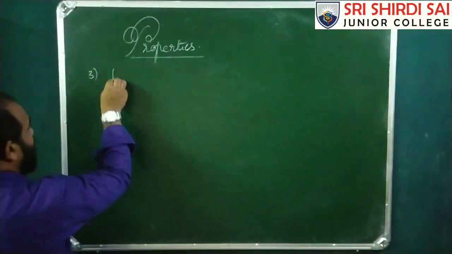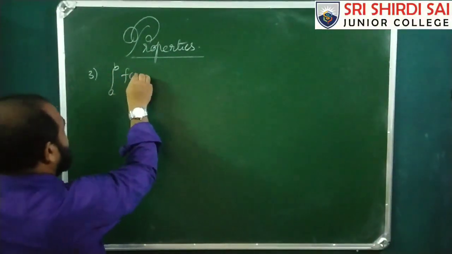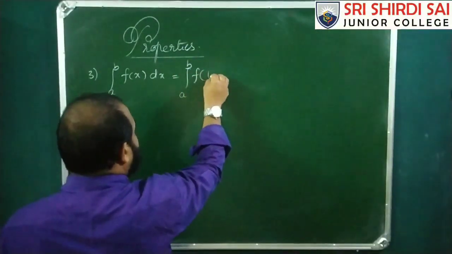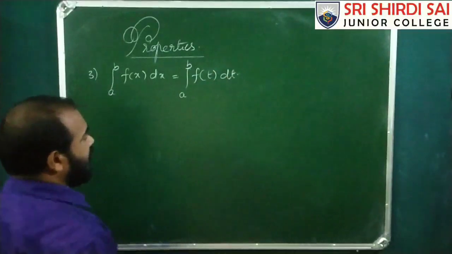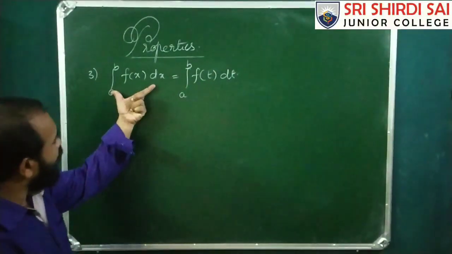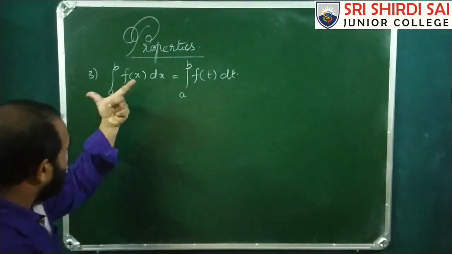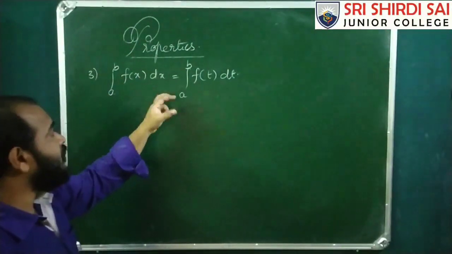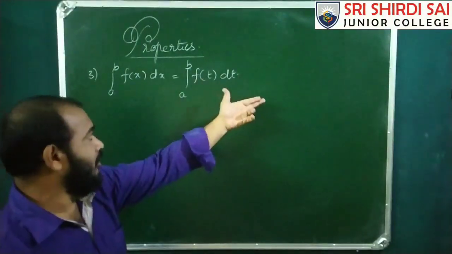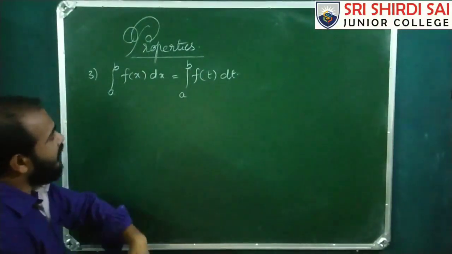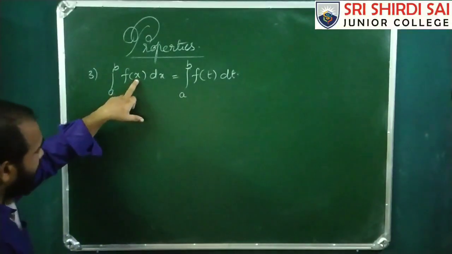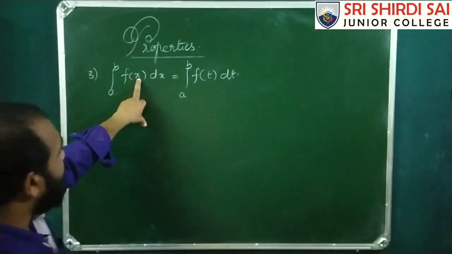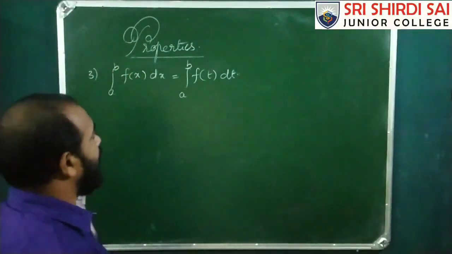Integral a to b of f of x dx is equal to integral a to b of f of t dt. The value of the definite integral a to b of f of x dx is unchanged if we substitute any other variable. That is why the variable of integration x is called the dummy variable, because x can be replaced by any other variable.